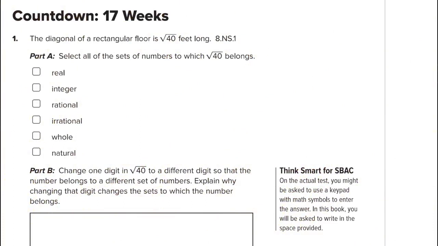This video is for 8th grade students and we are on CAASPP Countdown, week 17, problem 1. The diagonal of a rectangular floor is square root of 40 feet long. Select all the sets of numbers to which square root of 40 belongs. If you look at the list down below, you have real number, integer, rational, irrational, whole number, and natural. So question is, do you still remember what those are named for? What does it mean? I'm going to review for you really quick what those terms mean.